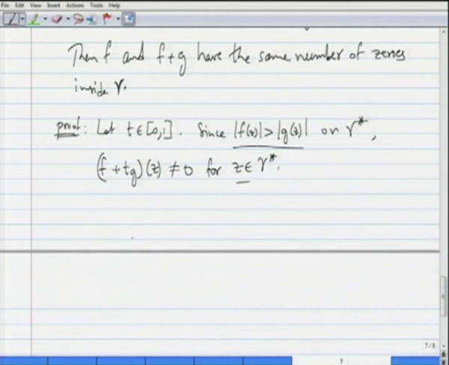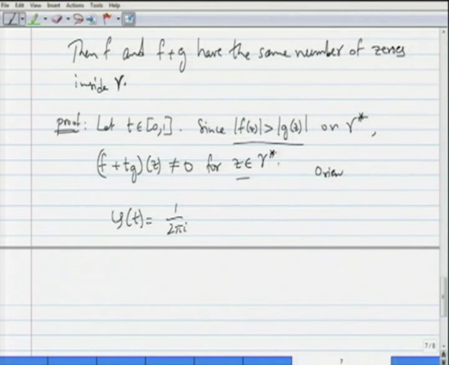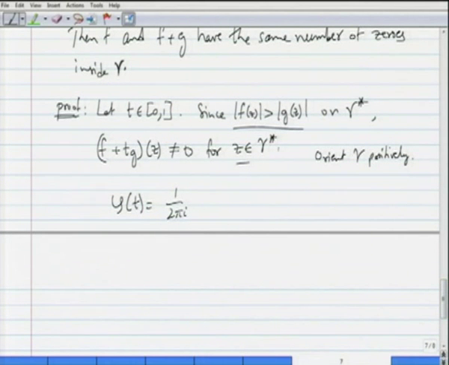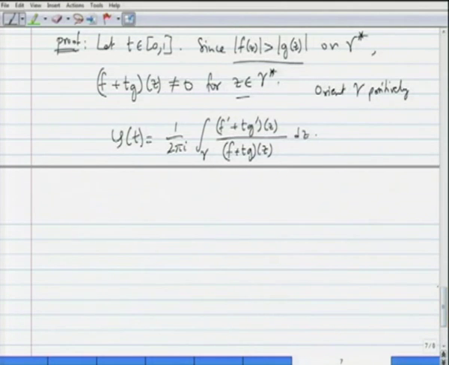Okay. So, then we will define a function phi of t. Well, we will orient gamma positively. It does not hurt if it is oriented otherwise, but nevertheless we can orient gamma positively. Phi of t is 1 by 2 pi i integration over gamma of f prime plus t g prime of z, so it is the derivative of f plus t g divided by f plus t g of z dz. This we know counts the zeros of the function f plus t g inside the contour gamma.